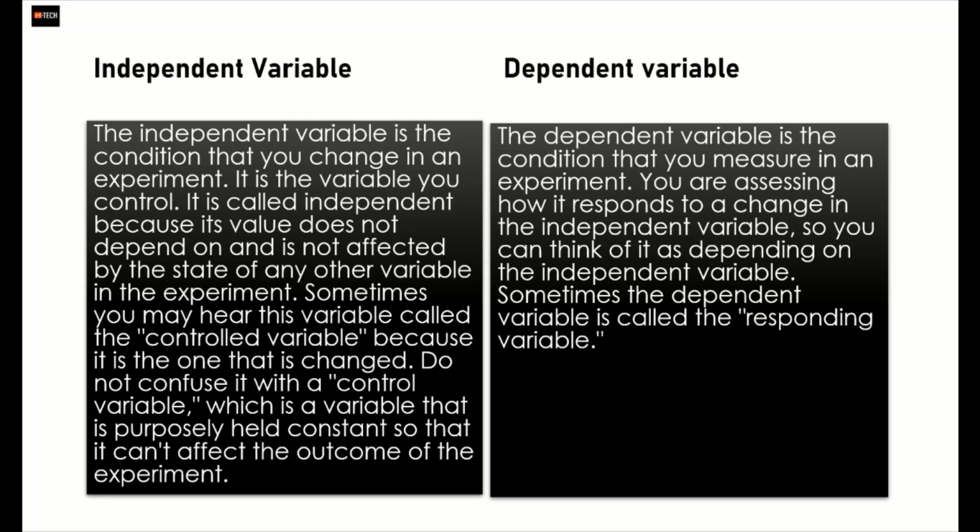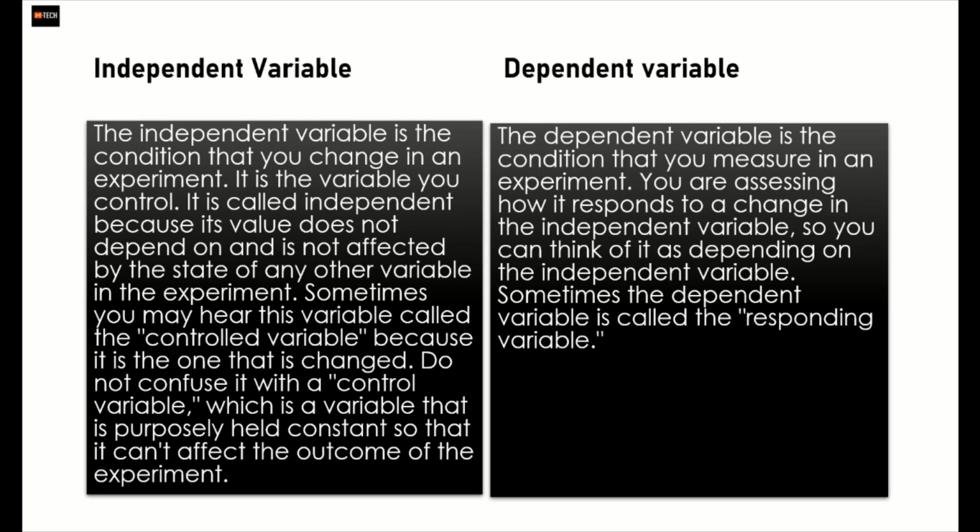Let me just read what I have here. Dependent variable is a condition that you measure in an experiment. You are assessing how it responds to change in the independent variable. You can think of it as depending on the independent variable. Sometimes the dependent variable is called the responding variable. So as you can see, this one is dependent, it depends on the independent variable.